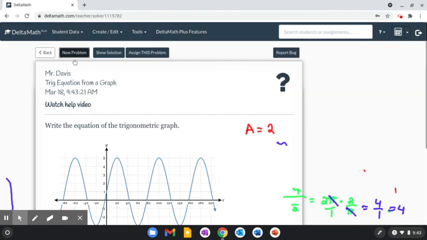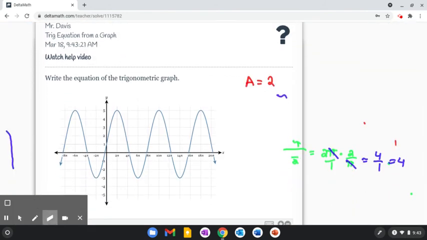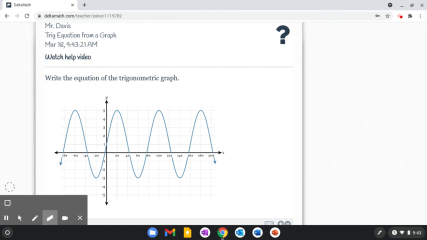All right, let's do one more. This one should be a good one. Right off the bat, you might have noticed this one is a sine function, because it's starting here in the middle. So it goes up and down and back to this point, right? This is a sine function.